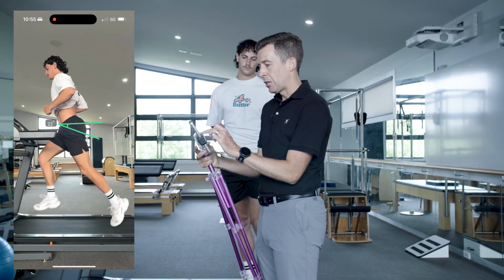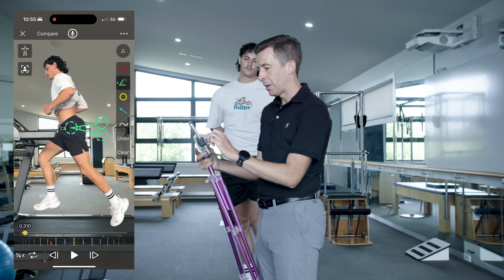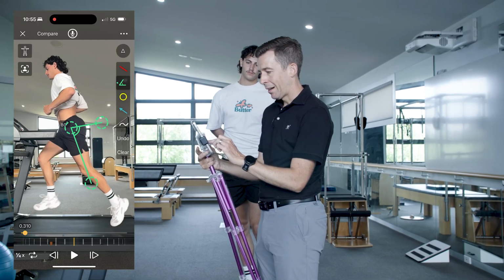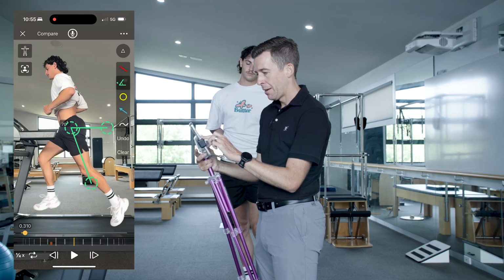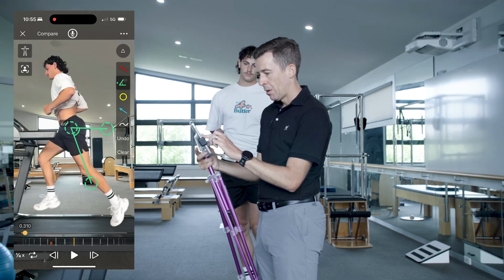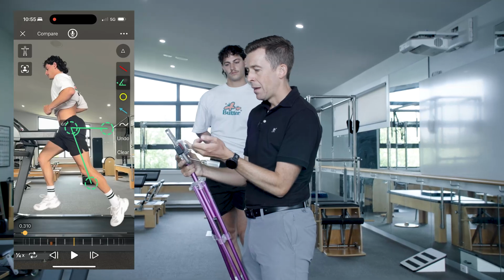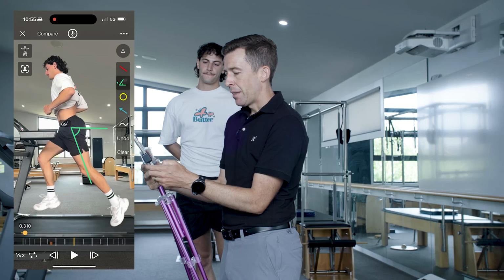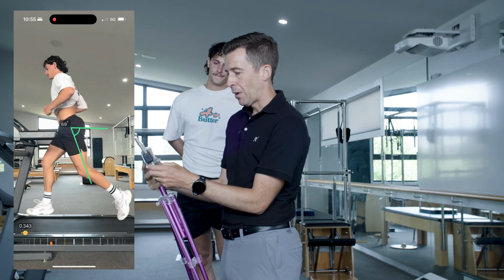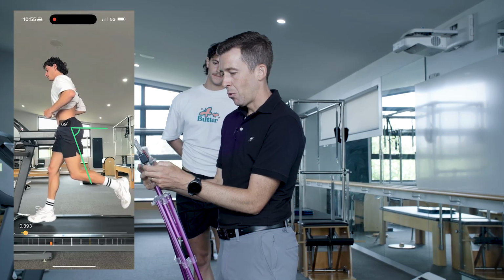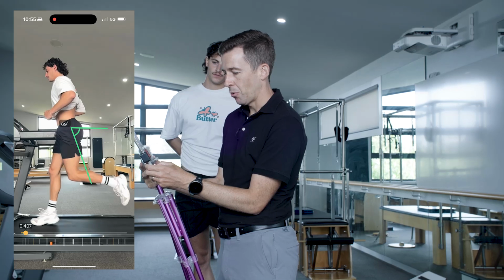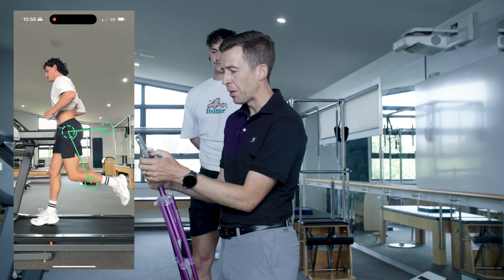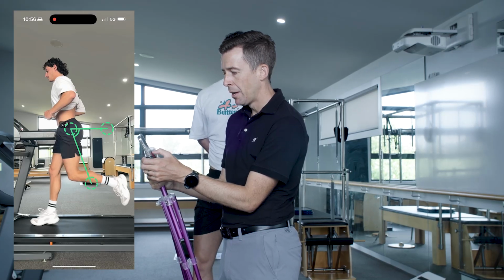Then we're going to use our angle measuring tool. We're going to have the vertex at the hip, put one line down through the thigh and another one parallel to the floor, and we can see at that particular angle, that's 69 degrees. Then we're going to fast forward to when the opposite foot is making first contact with the ground, which is around there, and take that measurement again.